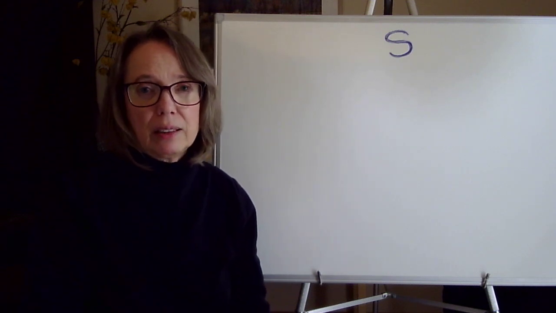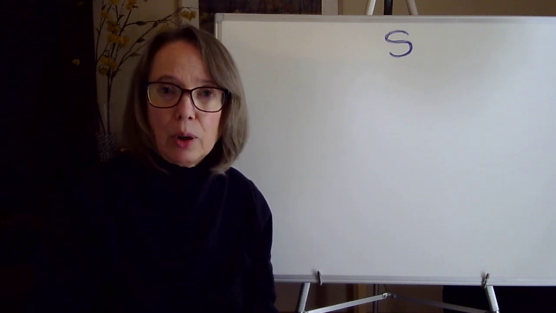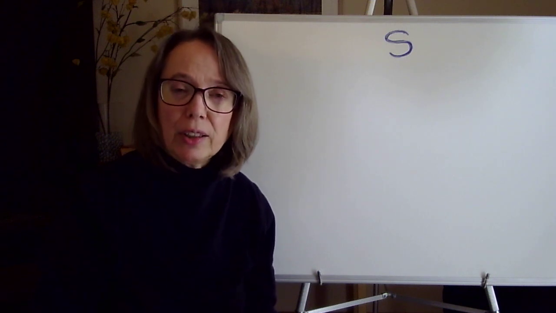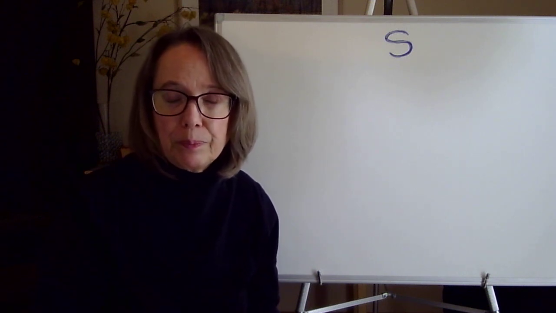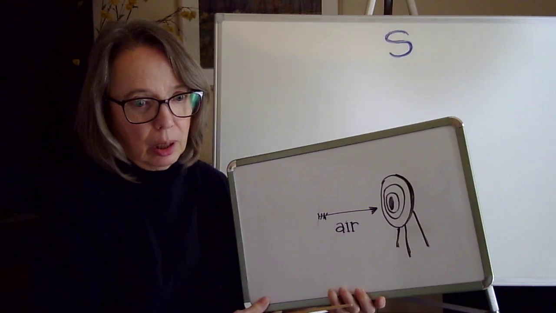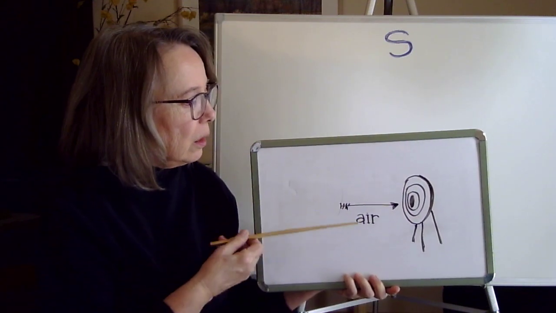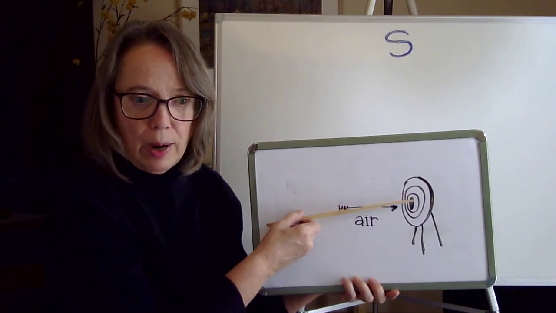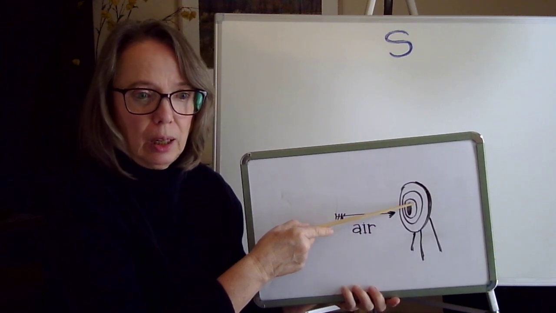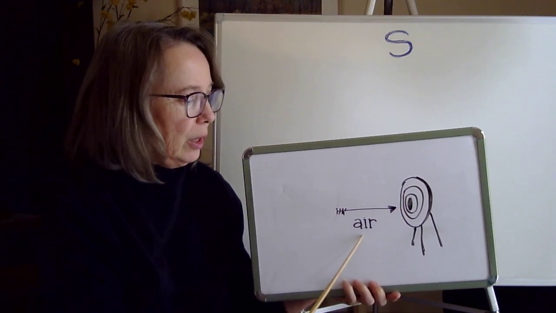To do that, I want to describe a way to understand how to position your mouth and tongue to produce an S. I'd like you to think about a target. Here we have a target, and we want to have a direct hit straight to the middle of the target. And in this case, our arrow is going to be airflow.